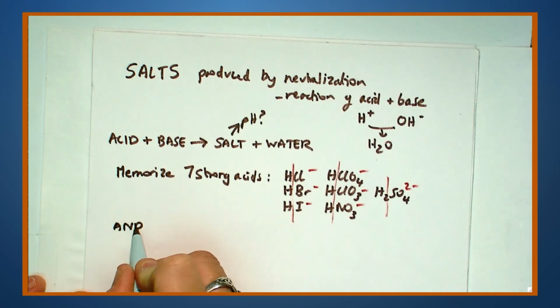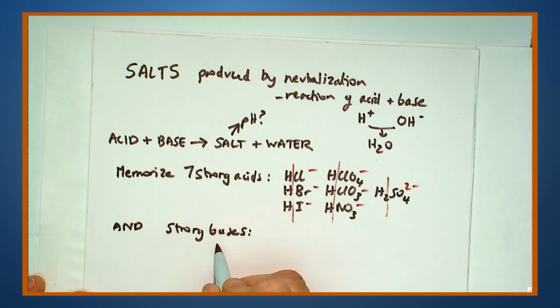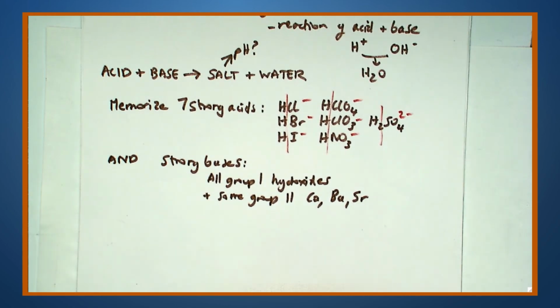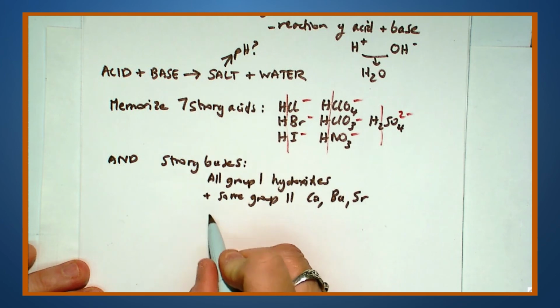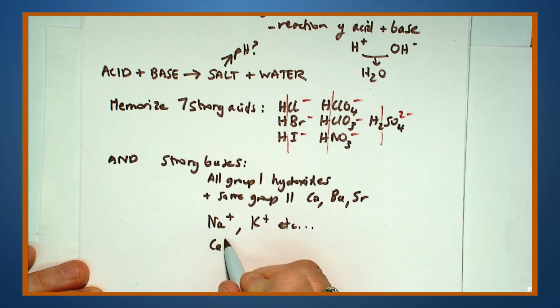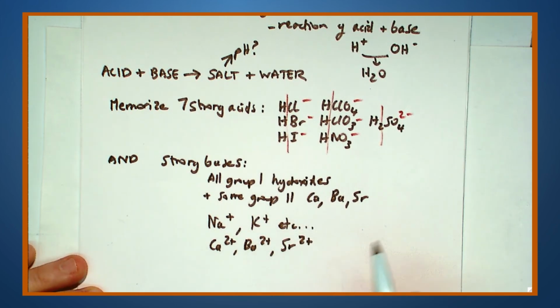And you also need to memorize the strong bases. These are a bit easier to memorize because it's basically all group 1 hydroxides and some of group 2. So that's basically calcium, barium, and strontium. So what does that mean? When you see those in a salt, what you're going to see are things like Na+, potassium+, etc. for group 1, or things like calcium 2+, barium 2+, strontium 2+ in the salt. So once again, the charges aren't going to be there, but the symbols will be in there. So you've got to be able to recognize that.